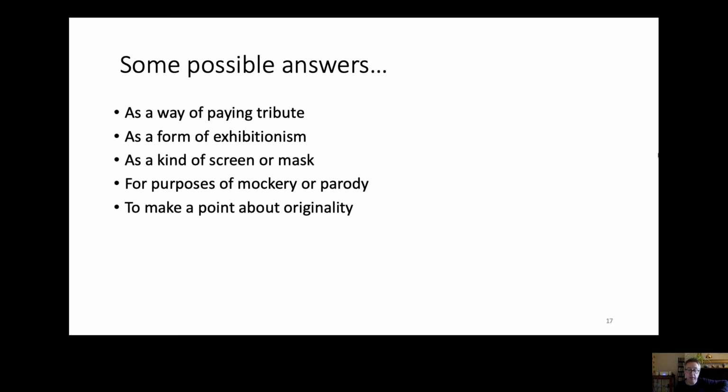And quotation can be a way of making a point about originality. It can suggest that perhaps there's nothing left to be said. There's nothing new to be said, that all we can do is recycle and restate and quote what's already been said. And that's something that's very characteristic of postmodernist culture, the suspicion that the best we can do is recycle what's already been said, rather than get hung up on the idea that there are absolutely new, unprecedented stories to be told.